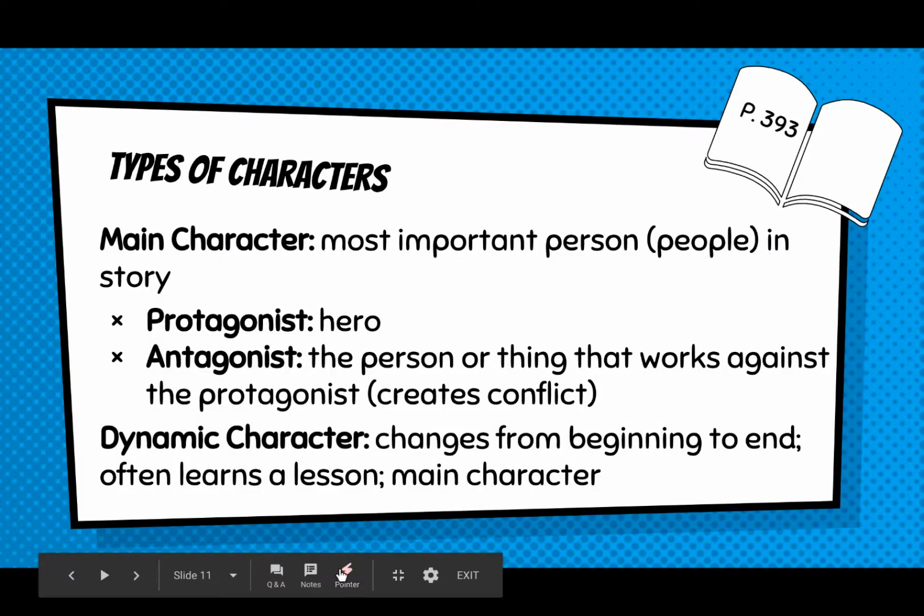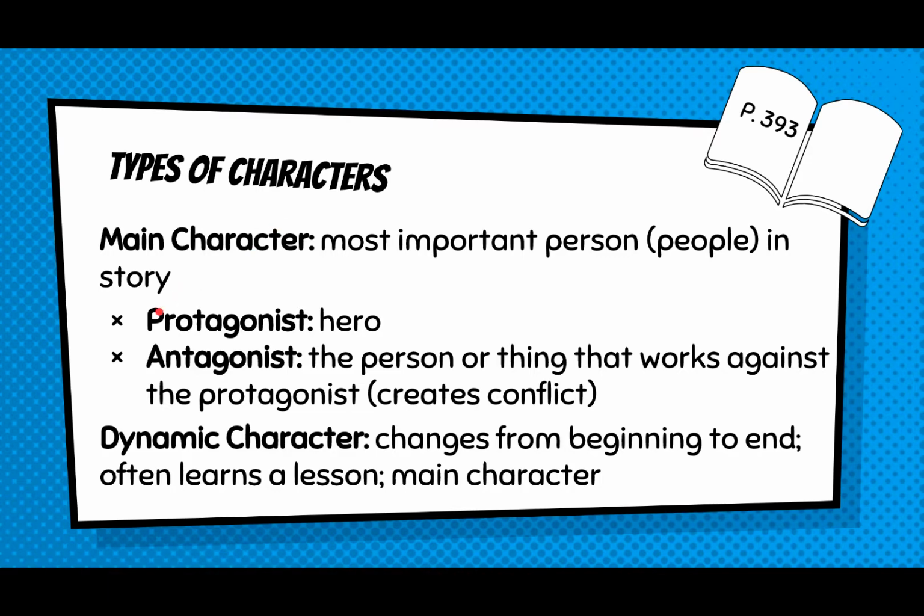So, thinking a little bit more about characters, every story has different types of characters. And usually we think about these in terms of main characters and minor characters. So, main characters are the most important people or characters in the story. We call the hero of a story the protagonist. It's a word you might not have heard before, protagonist.